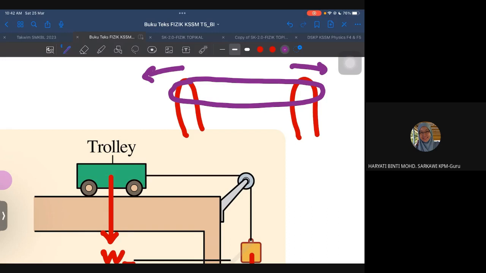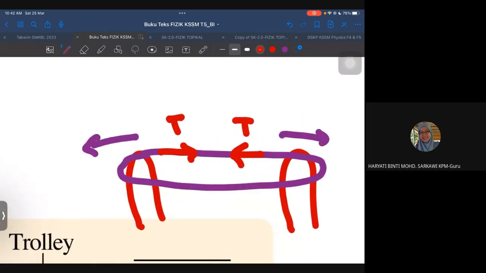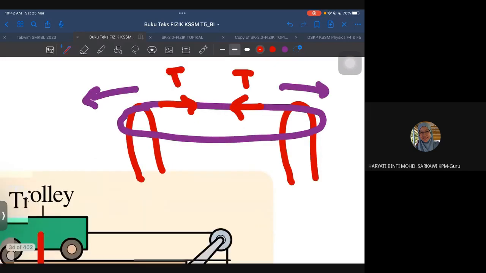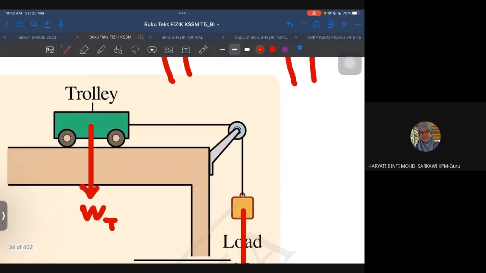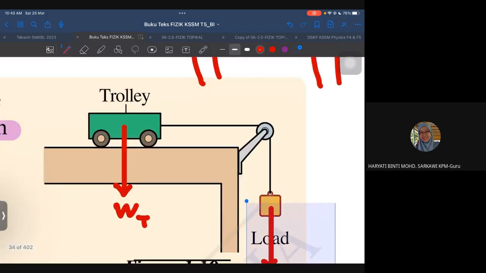Imagine you have a rubber band and you stretch it. Good, yes, correct. You feel the force pulling inward. It means the force in the rubber band is pulling inward like this. This force is what we call tension. This is tension. This is also tension. Tension is actually the force acting on a string, cable, thread. String is the same as thread, rope. So here you can label the force on the cable, the string.